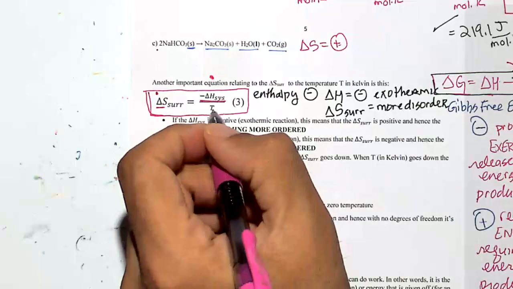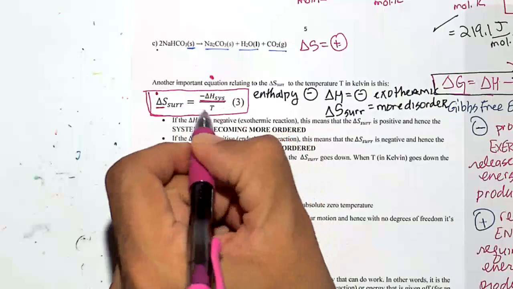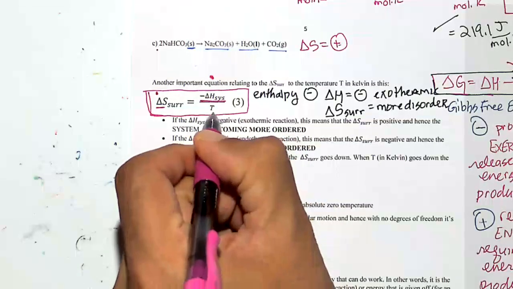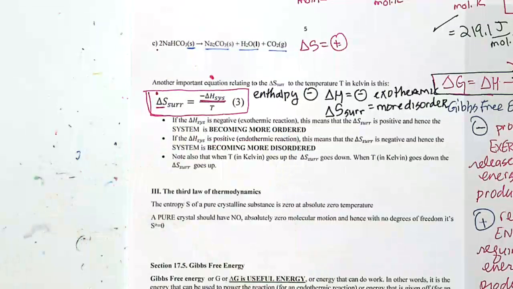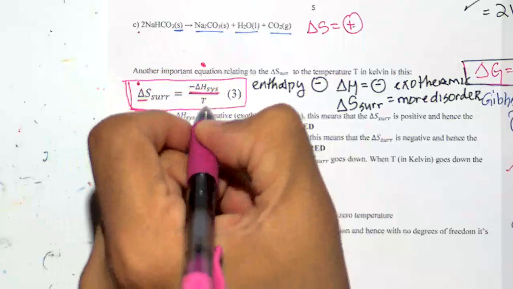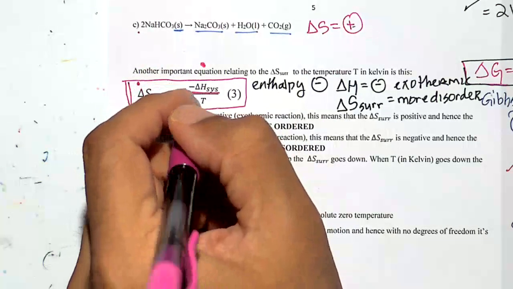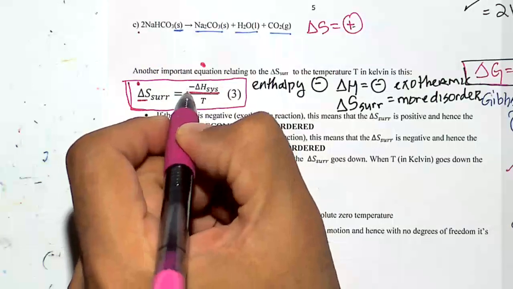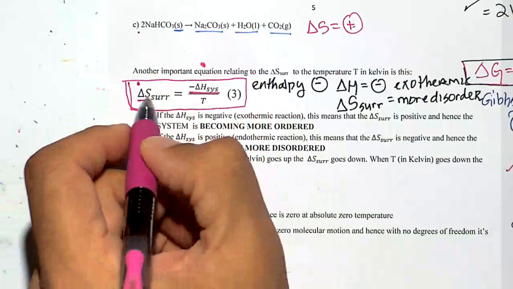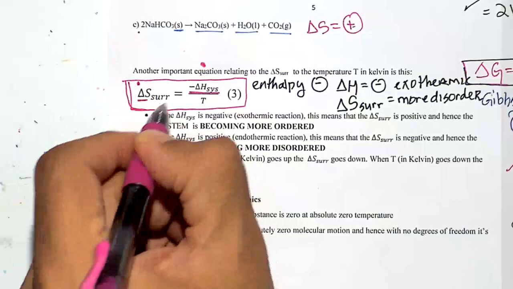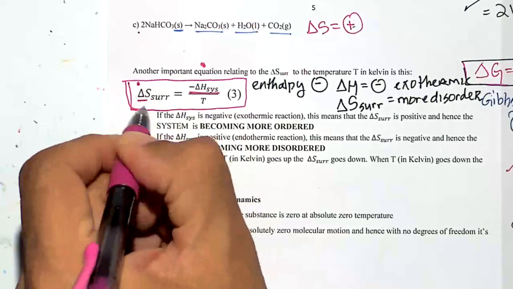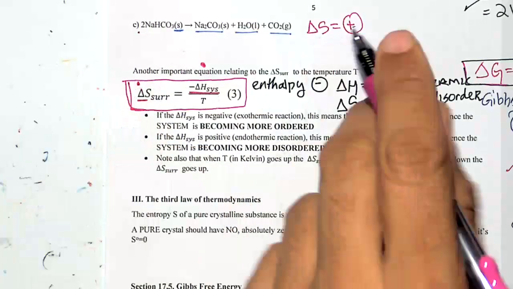In some cases, if you increase the temperature, what you're doing is causing more disorder to the system. Look at the temperature, it's in the denominator. If you increase the temperature, you're causing more disorder to the system, but you're causing more order to the surroundings, because this value goes down.